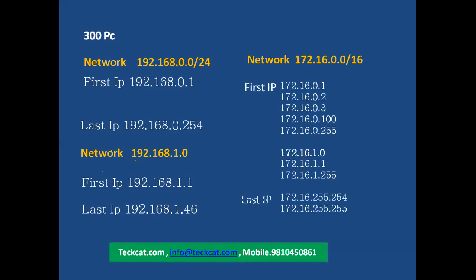So what is the IP address? See, the first IP address of class B is 172.16.0.1, and the last IP of class B is 172.16.255.254. This is the last IP address, and the broadcast address of class B is 172.16.255.255. Now do you understand, brother?